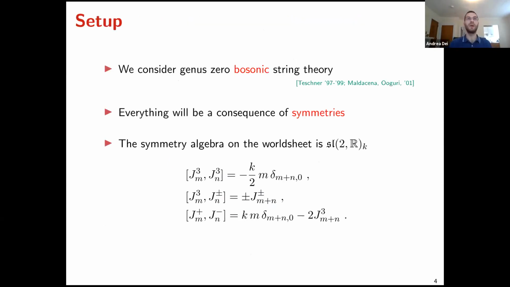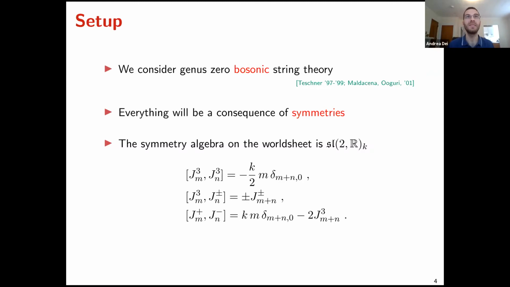Now, let me describe our setup. So we study genus 0 bosonic string theory. This is not really a limitation if you are interested in supersymmetric string theory, since you can decorate with free fermions, and the bosonic correlators are the basic ingredient also to compute superstring theory correlators.